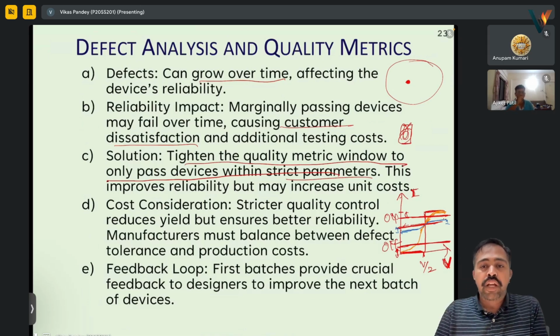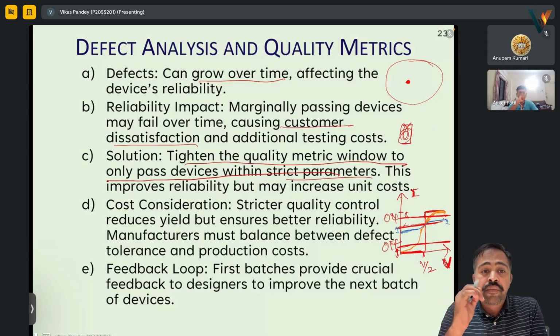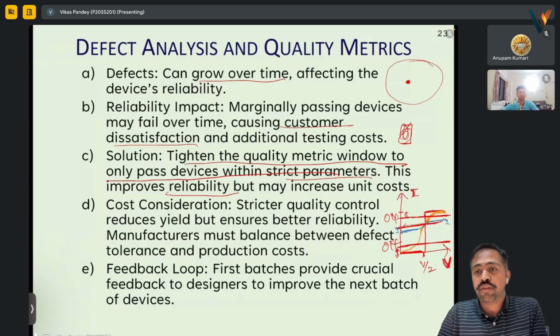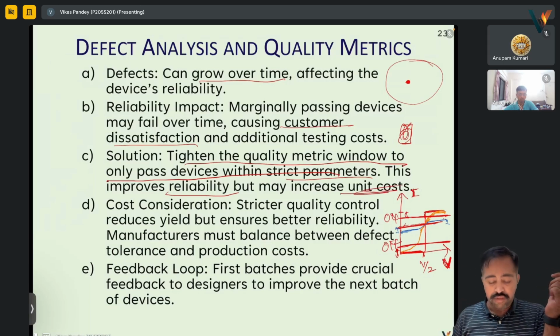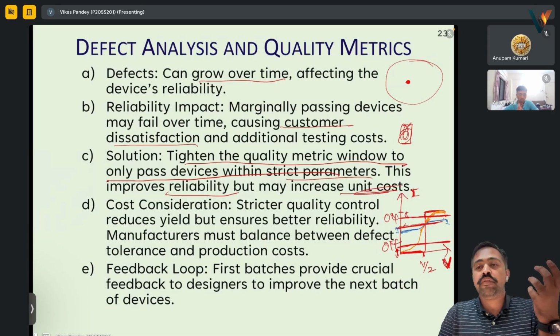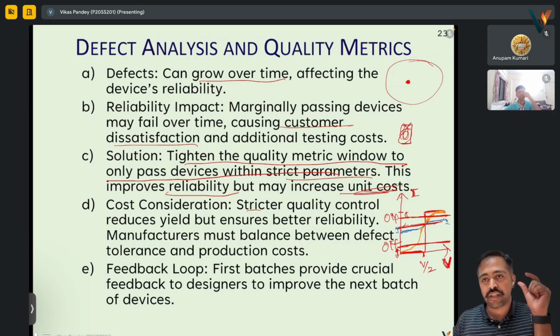Okay. So we have to make the quality metrics window very strict. This will improve reliability, but will increase unit cost, because we are making it very strict. Then we have to take the cost into consideration also, because we cannot sell every device at a very high cost. Okay, so the best solution is to have very strict metrics, strict parameters.